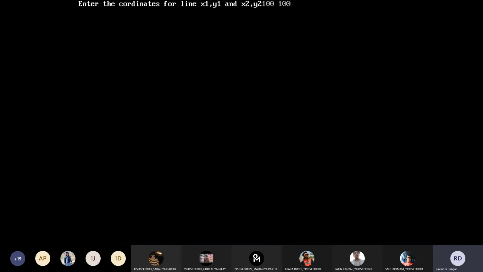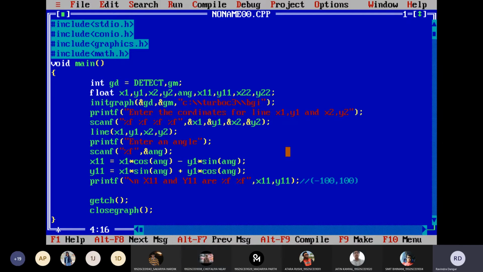Let me give 100 and 200 and angle is 90. So I'm getting minus 134 and 44. What do you think? Is it correct or wrong? Wrong. It is not correct. The correct value must be minus 100 and 100. If it is not minus 100, then it should be minus 99.99 something. There could be a fractional error, but if you are getting minus 134, then this is totally a wrong value.